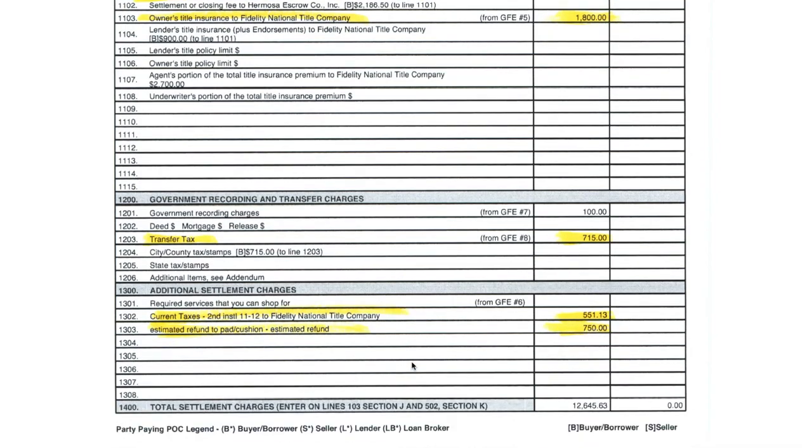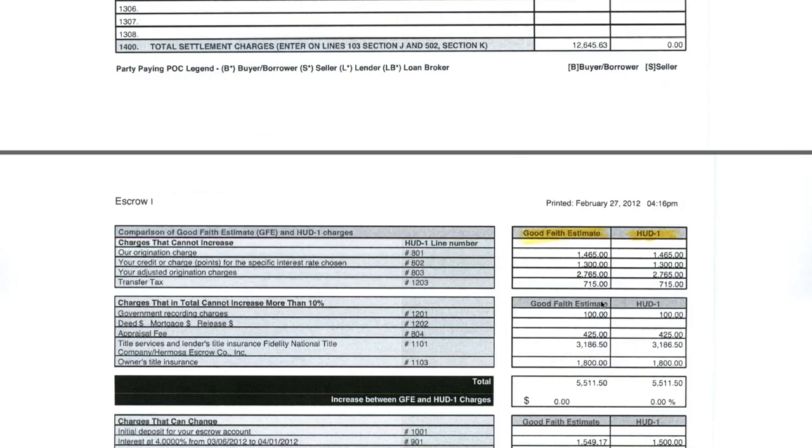Now, the last point I want to make is we have an estimated refund or a pad / cushion. This $750 is a pad. It's basically an over-collection of fees from escrow. And every escrow company does this, and the purpose is to avoid being short at the time of closing. So the escrow company is always going to over-collect from you, and then typically you get the entire amount back as a refund.